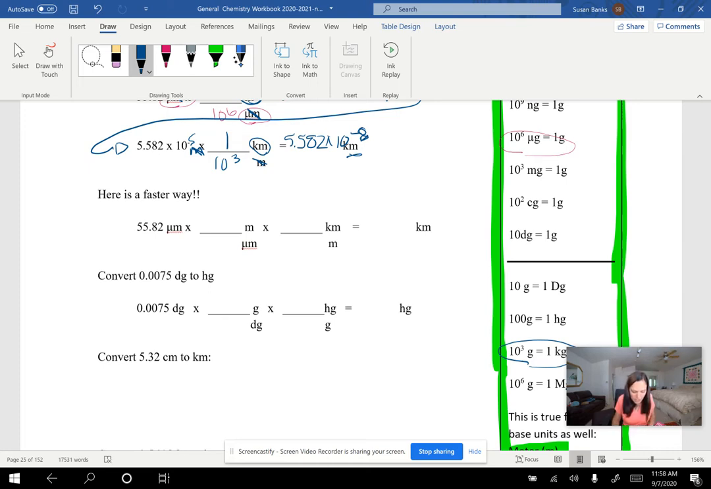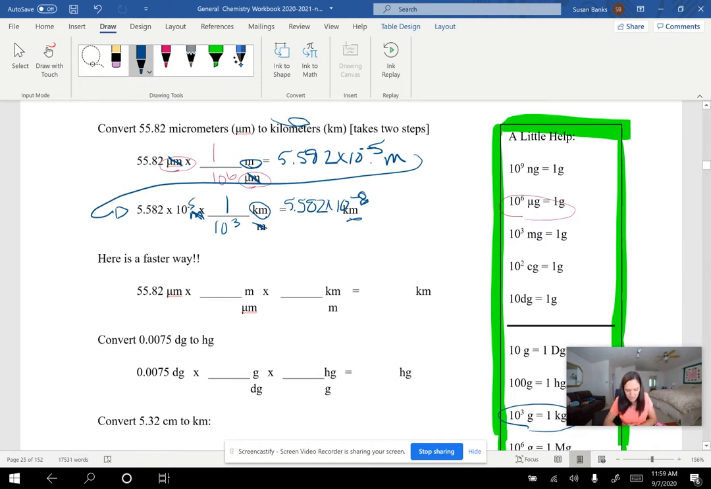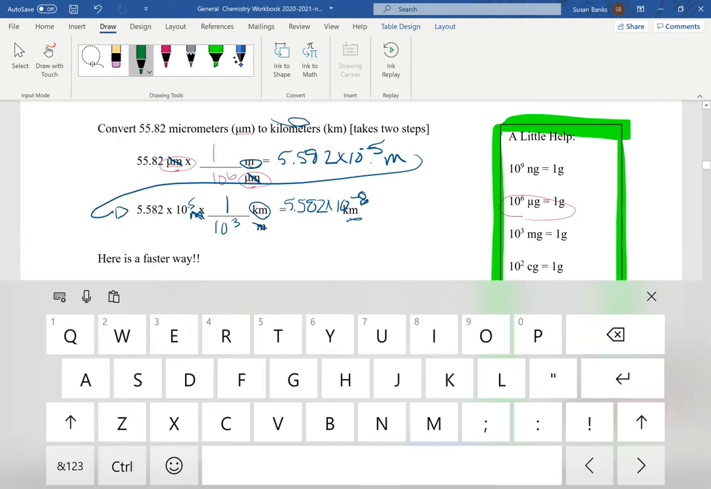Okay? So, is there a way that I can string both of those problems together to do one big problem and make it a little bit faster? You bet there is. And this is how we like to do it in chemistry. We like to string things together.